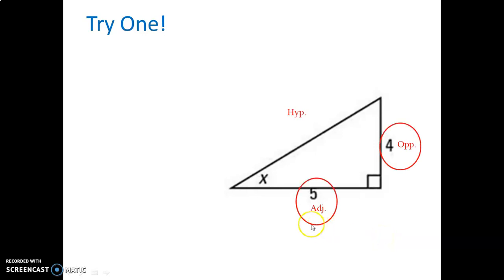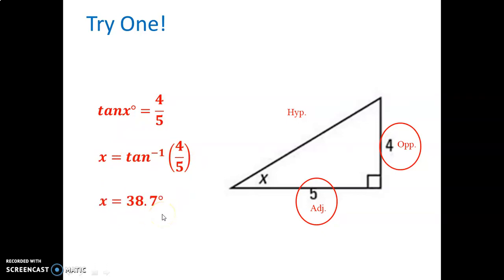Here we go. In this one we had the adjacent side and the opposite side. That is tangent. Opposite over adjacent. And the angle is unknown. Set up the inverse trig ratio, solve, and you have 38.7 degrees. Hope you got that. Let's take a look at a couple more things.